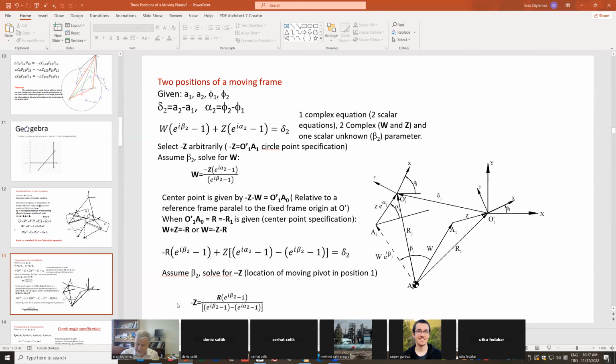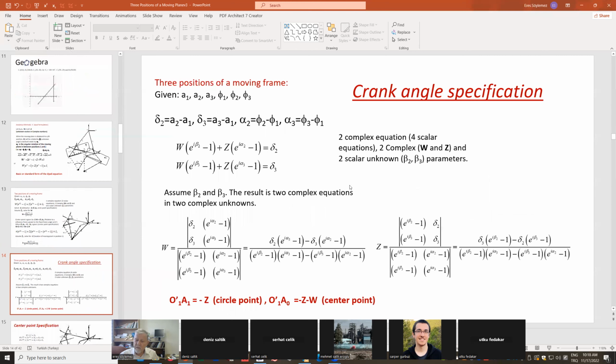Minus Z is the location of the circle point. Minus Z is equal to, in terms of R and beta 2, given by this equation. So specify 3 parameters, determine the other 2 parameters, which is the coordinates of one complex number, 2 unknowns. Any questions for 2 positions?